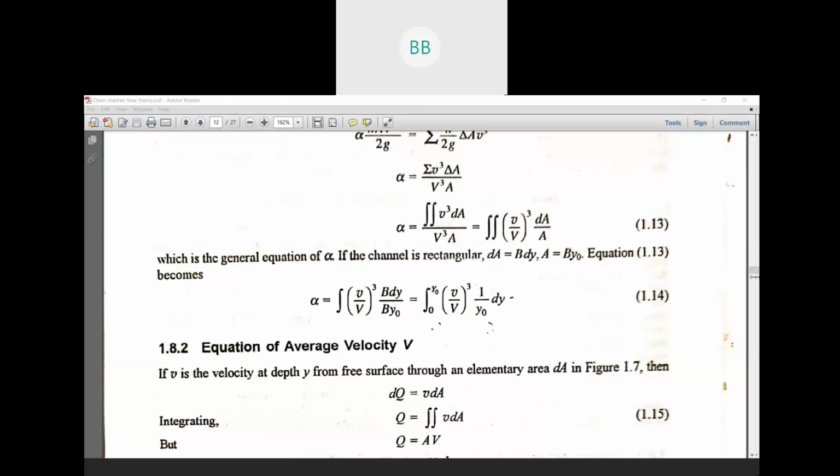You have followed, na? Or if you have any doubts, you can ask me now regarding this derivation of your energy coefficient alpha.